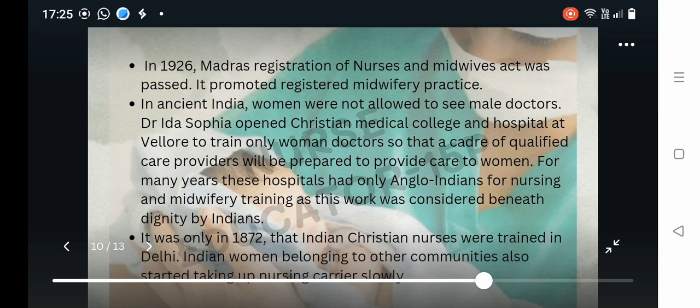For many years these hospitals only had Anglo-Indians. There were hospitals, but no Indian nurses were being trained here, only Anglo-Indians. So it was only in the year 1872 that Indian Christian nurses were trained in Delhi. They started including Indian communities. Students from different Indian communities also started to join the nursing colleges.